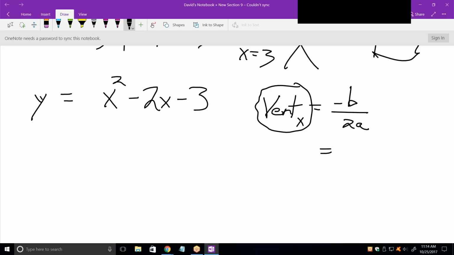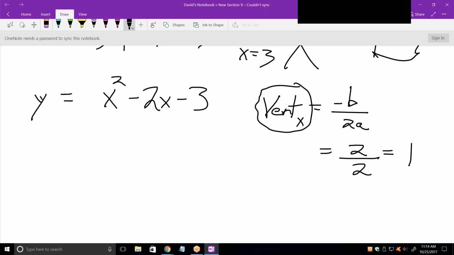Would it be -1? Is that just plugged in from the top, or is it still like the intercept one? Plug in for every letter you see here. What's -b? -b is -2, so that makes it +2. What's 2a? 2 times 1, which is just 2. That's the x-coordinate of the vertex.